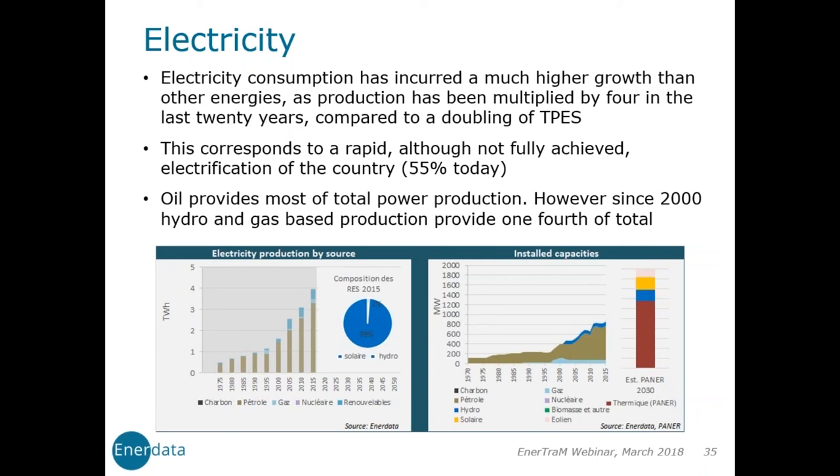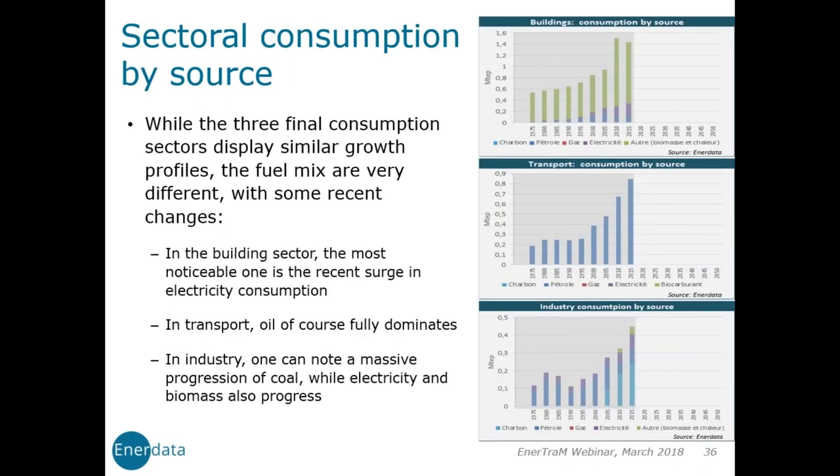Oil provides most of total power production today. However, since 2000, hydro and gas-based production provide one-fourth of the total. The sectoral consumption by source is very different from one sector to another. In the building sector, the most noticeable fact is that almost all energy is produced from biomass, mostly traditional biomass. Also, there is a strong increase of electricity consumption in recent years.